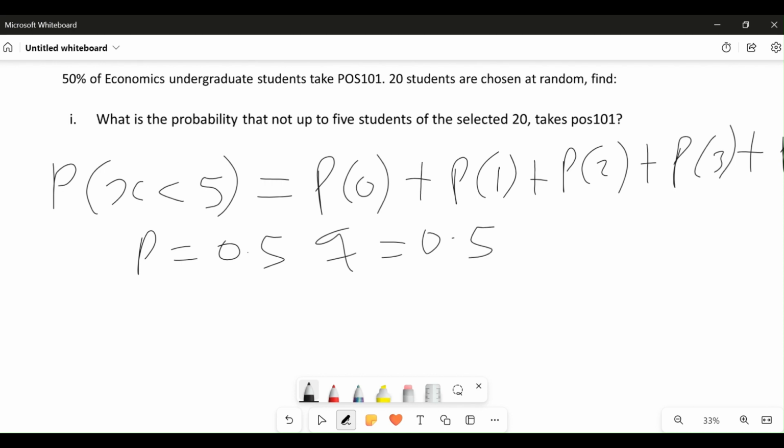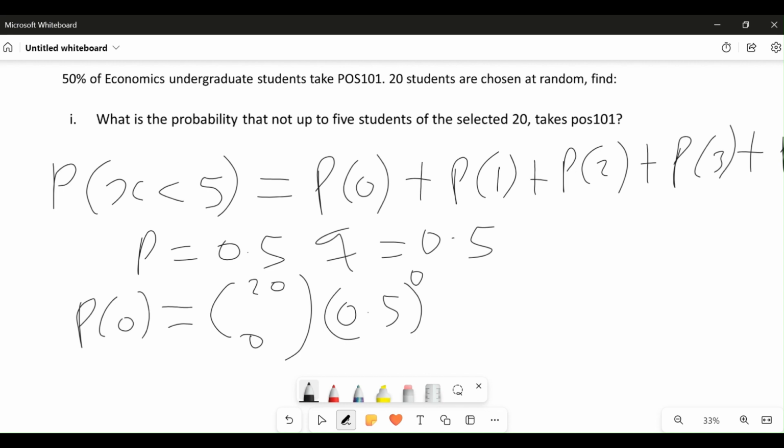0.5. So with this, we can find our probability of 0, which will be what? 20 combination 0. Probability of success is 0.5 raised to power 0. Probability of failure is 0.5 raised to power 20 minus 0.